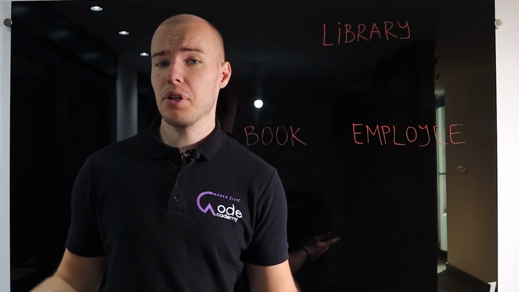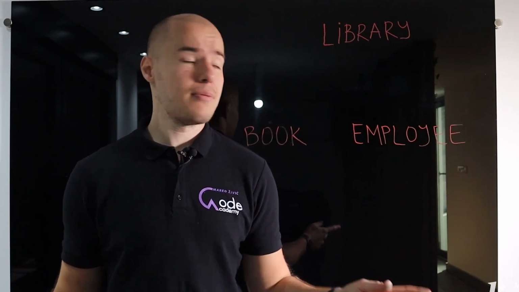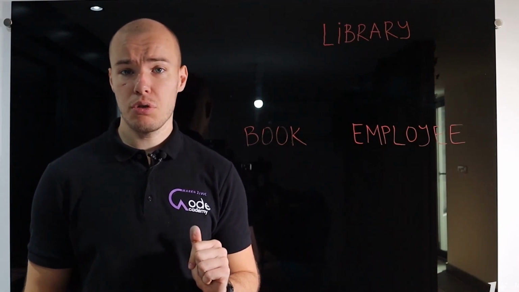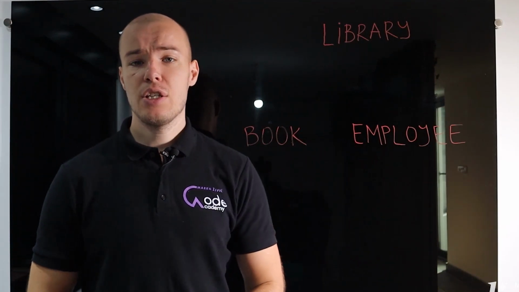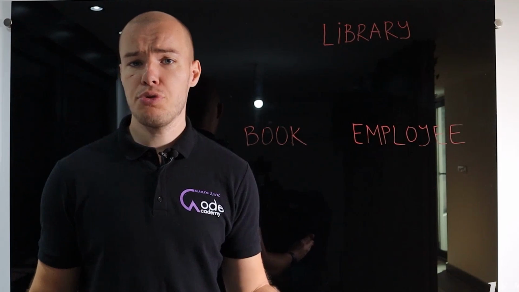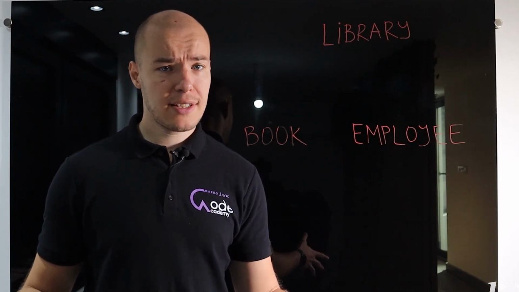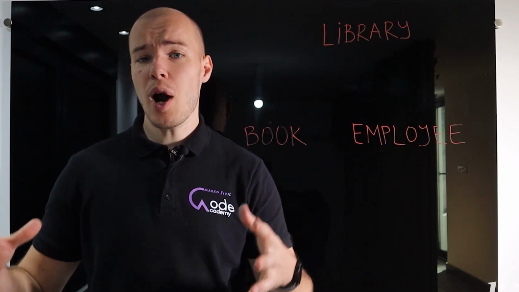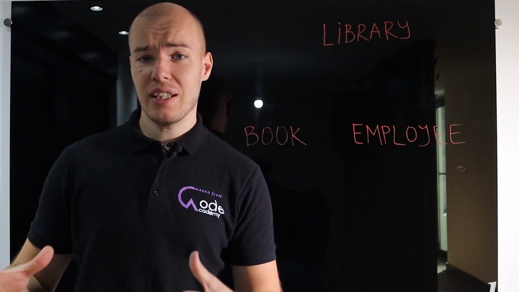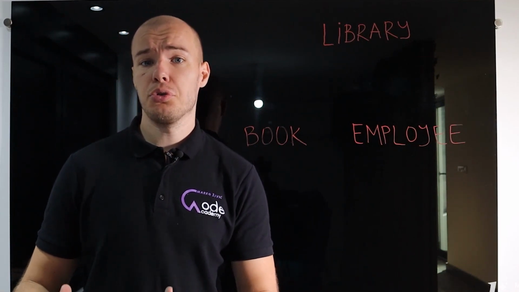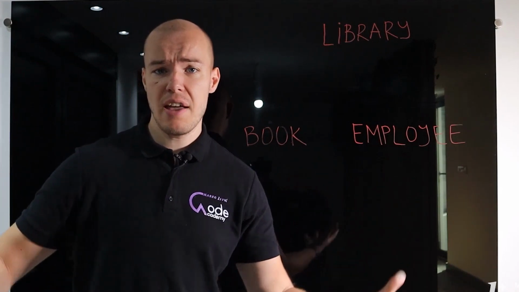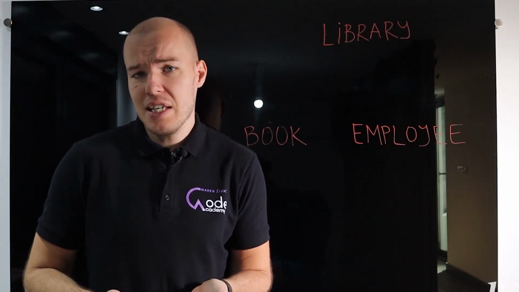Then, what does every library have? Well, it has books and also it has employees. So that is why we have those two additional classes. And now that we know that, let us discuss what are the properties that each of these classes should have in order to mimic the real-life behaviors that we would actually need if we were building a real-life library application.